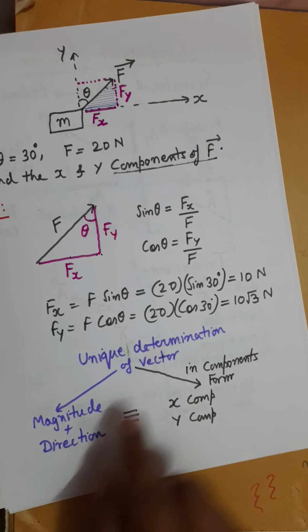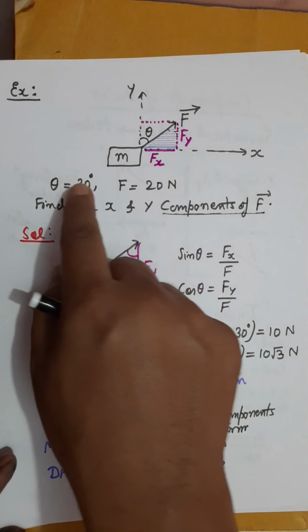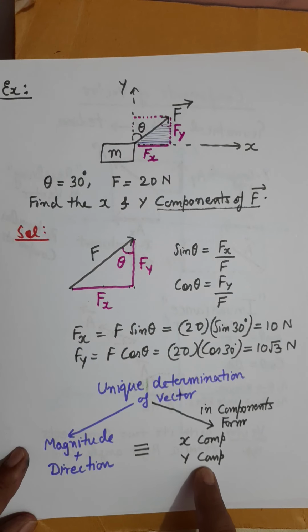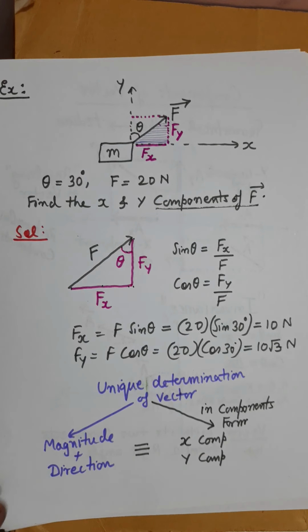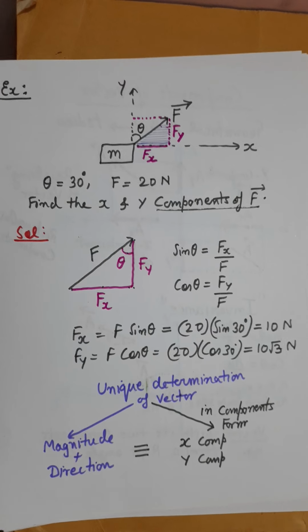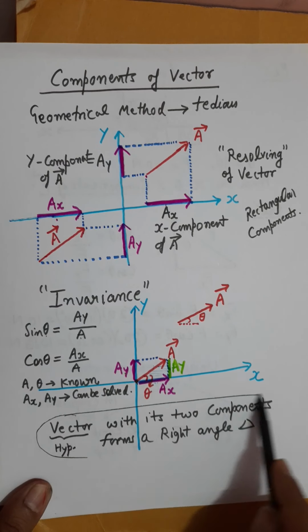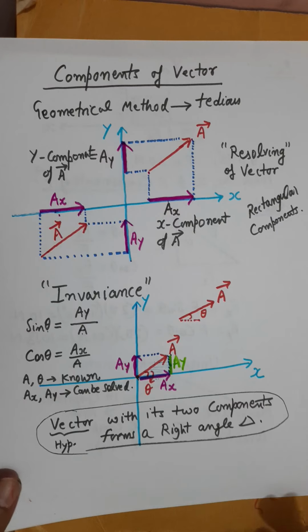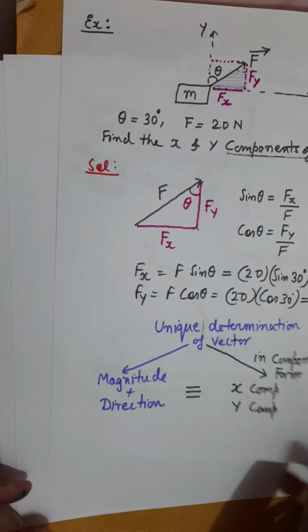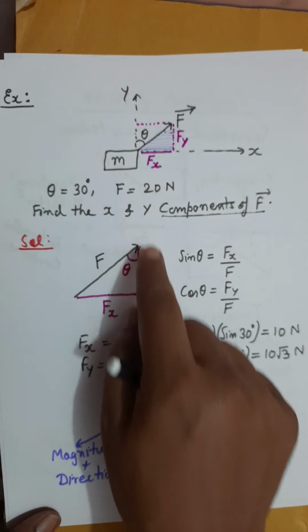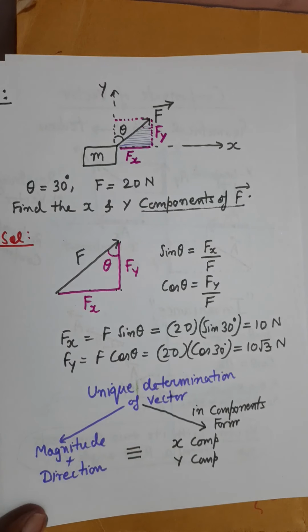If you know magnitude and direction, for example, in this figure, direction and magnitude was given to me, so we found the components. Similarly, if we know the components, you can find the magnitude and direction also. And for that, you have to remember this statement, that the vector and the two components of that vector, they always form a right angle. So this was the example in which the direction and magnitude of the vector was given, and we found the components.